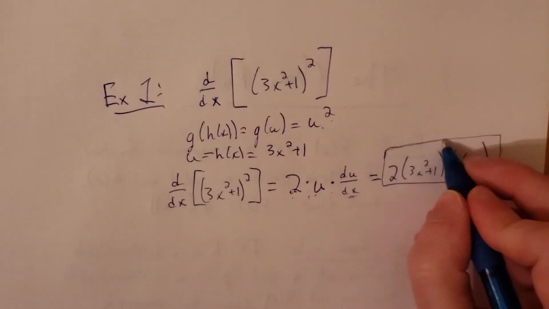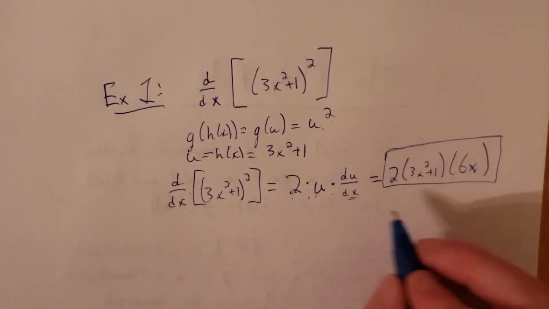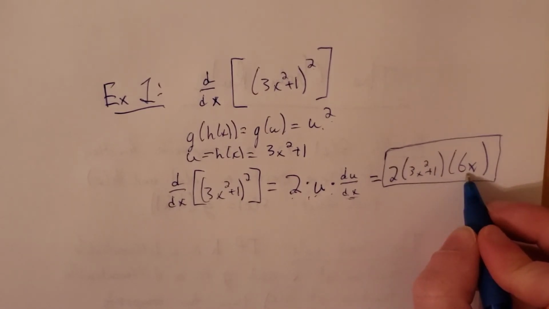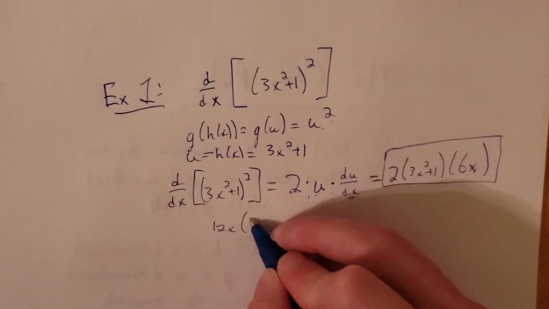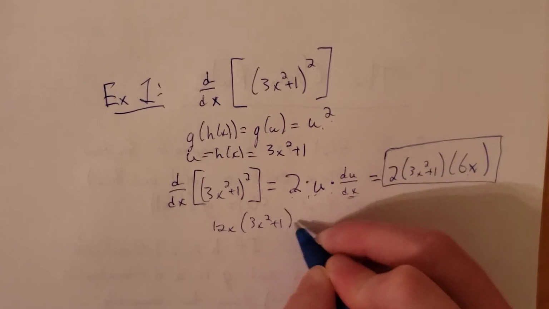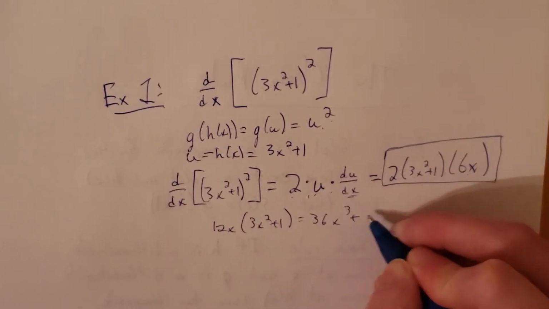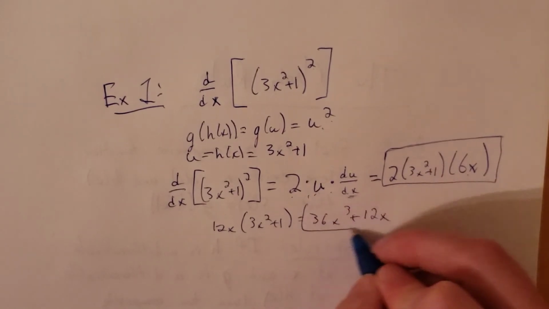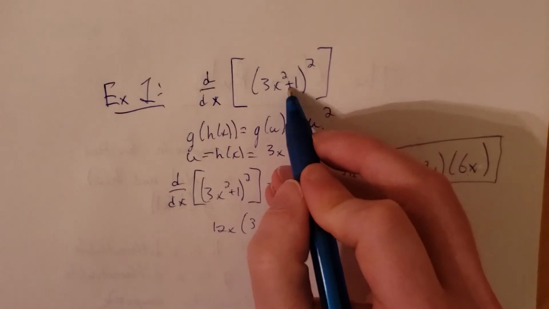But for the sake of seeing that we did everything correctly, let's go ahead and multiply all of this out. This is 12x times 3x squared plus 1. So 12x times 3x squared plus 1, and we get 36x cubed plus 12x. Now let's do this derivative in a different way.